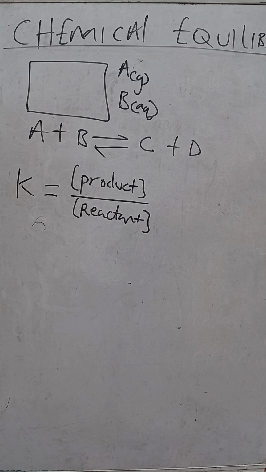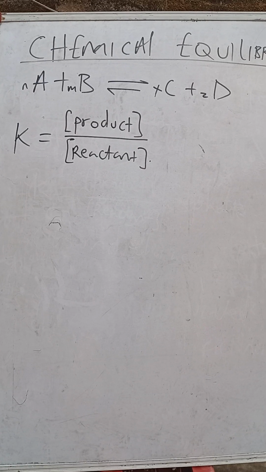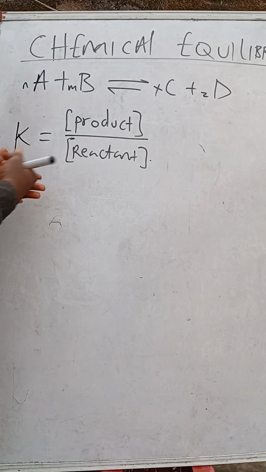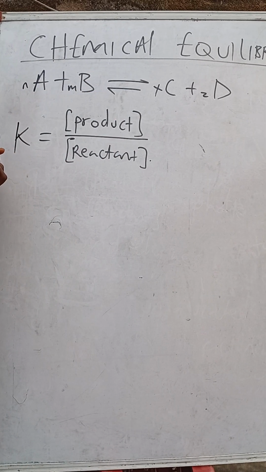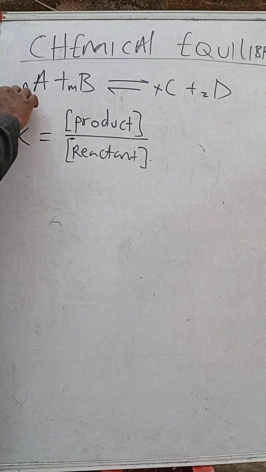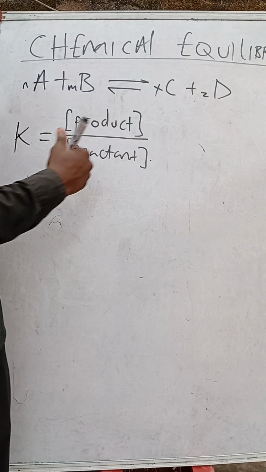Now I will show you a simple equilibrium constant problem and how to solve it. To write the equilibrium constant expression for this reaction, using the expression derived from the Guldberg and Waage equation, or the law of mass action, we can observe that N, M, X, and Z are reaction coefficients.